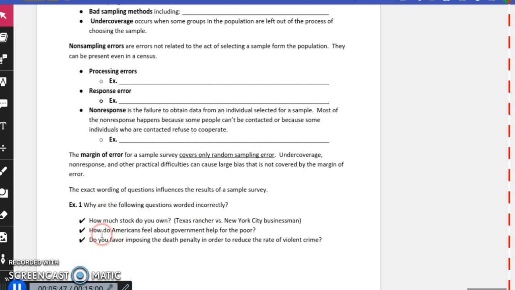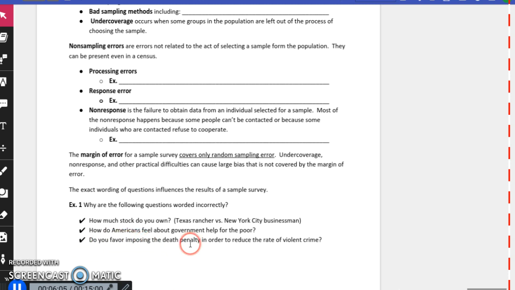How do Americans feel about government help for the poor? Well, think about how you would answer that question. It didn't ask, how do you feel about government help for the poor? It said, how do Americans feel? I don't know how all Americans feel. I only know how I feel.